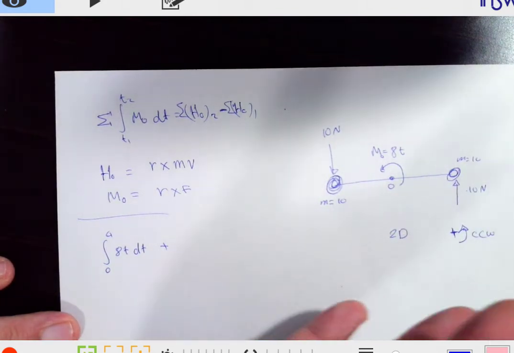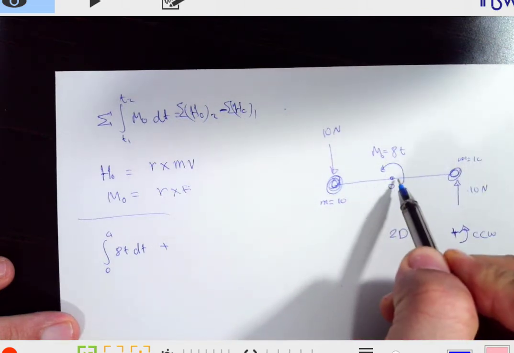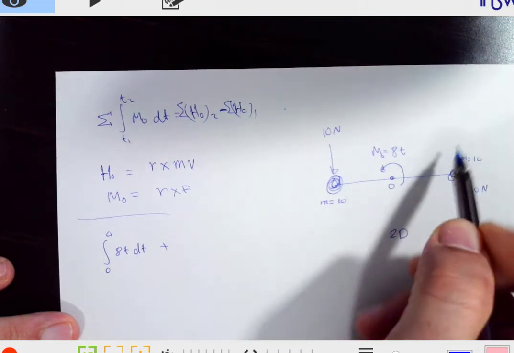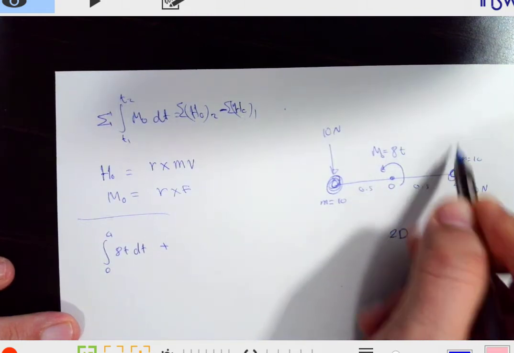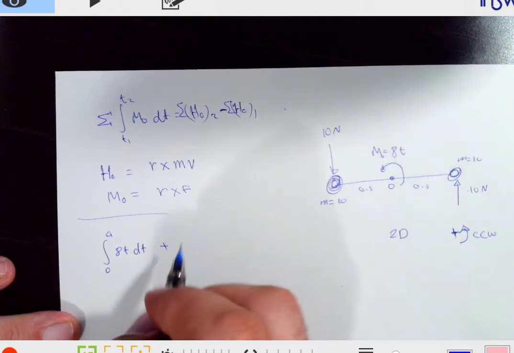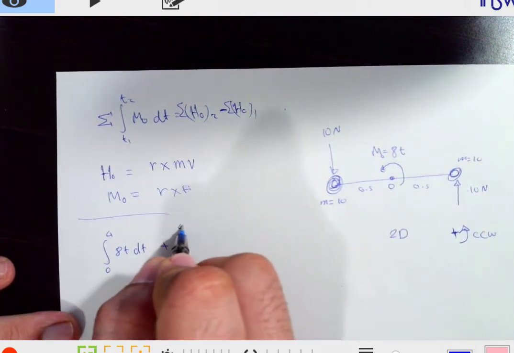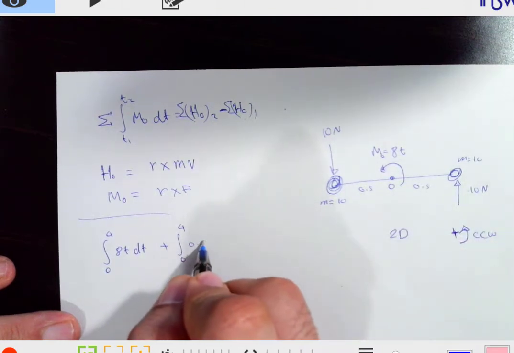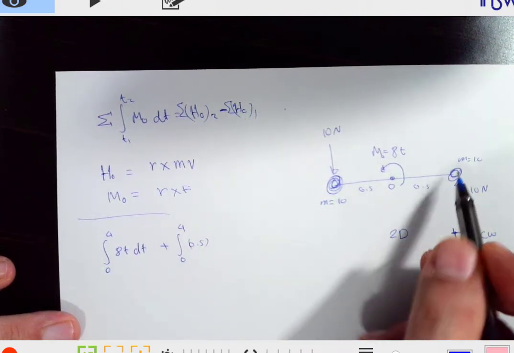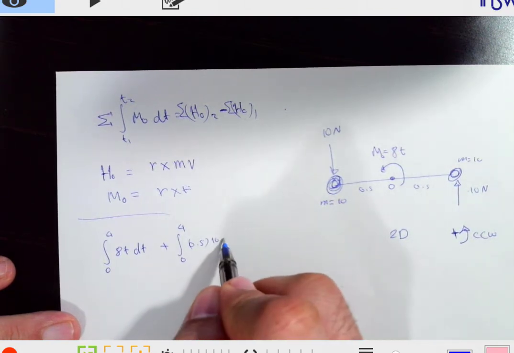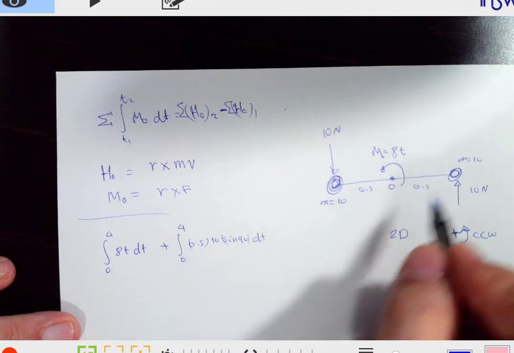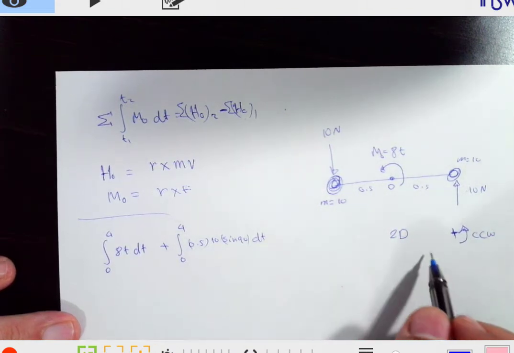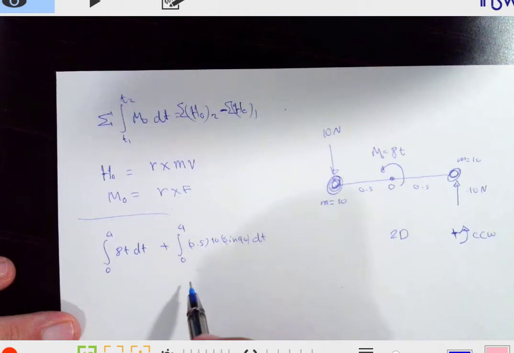Okay, so this is going to cause r cross 10. This distance is 0.5 and this distance is 0.5. So this is r cross F, and the angle is 90 degrees. So it is going to be the integration from 0 to 4 of r cross F: 10 multiplied by sine theta, sine 90. So sine 90 is 1, dt, right? This is for this part, and it's positive because it's causing it to rotate counterclockwise.